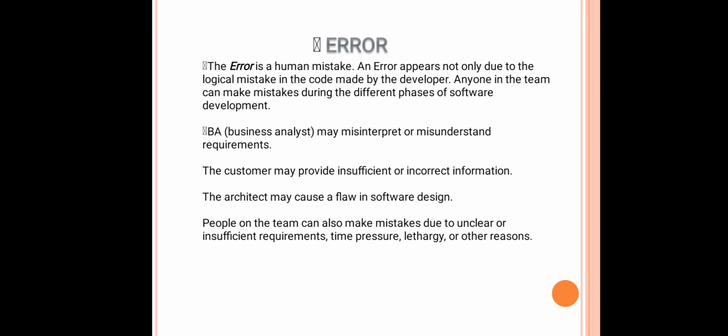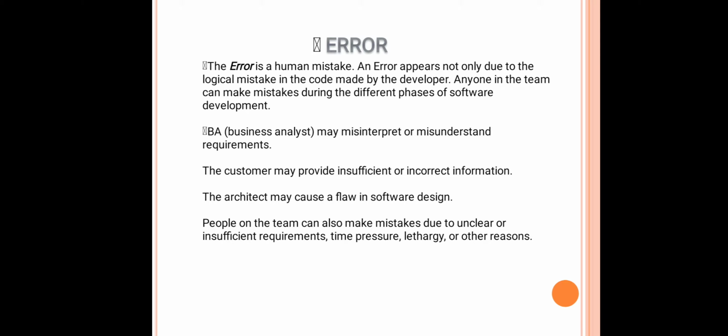Now we will see what an error is. An error is a human mistake. Human mistake means that in a program, a human mistake happens. If there is a logical mistake in the code made by the developer, anyone in the team can make a mistake during the different phases of software development. So an error is nothing but a human mistake.